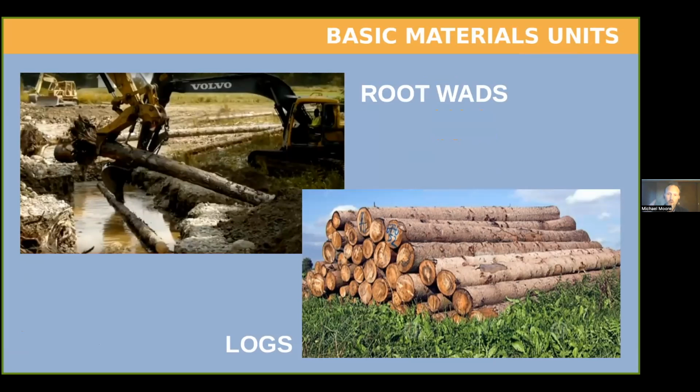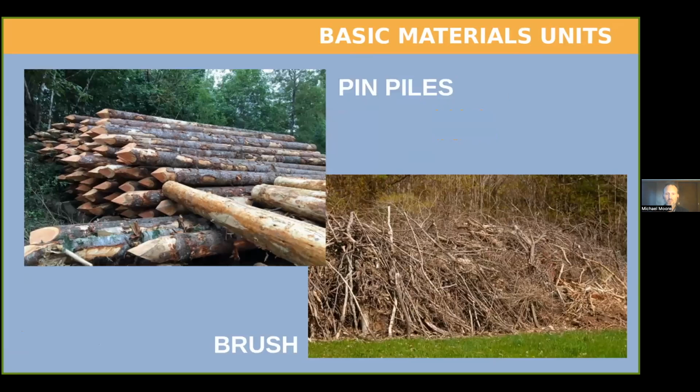We have 4 basic elements that I'd like to introduce here. First of all, root wads that we've talked about. These are logs with the root fans attached, and then logs without the root wads attached. There are pin piles and brush. So you have a diversity of scale here, where logs can be anywhere from 30 to 60 centimeters in diameter and anywhere from 5 to 7 meters long. A pin pile is going to be maybe 25 to 30 centimeters in diameter and maybe 3 to 5 meters long, so that it can be easily manipulated and driven into the ground.